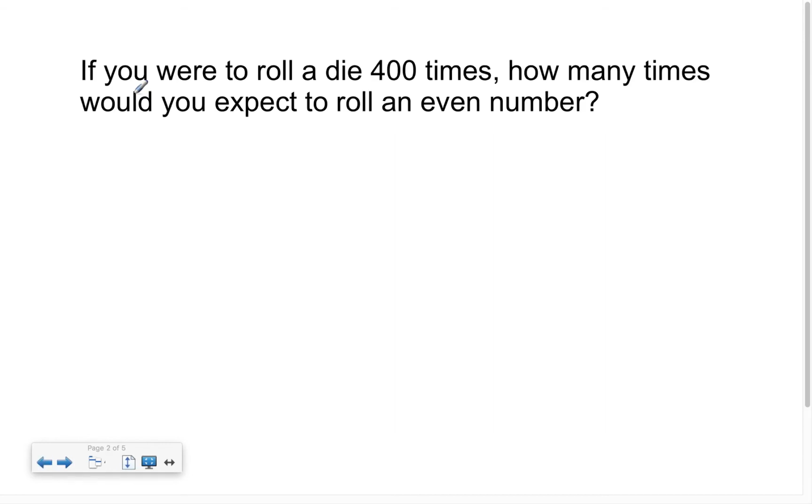So if you were to roll a dice or a die 400 times, how many times would you expect to roll an even number? Okay, so we know that the probability of getting an even number, so probability of even, is 3 out of 6, right? Because you can roll a 2, 4, or a 6, so 3 out of 6, which is equal to 1 half. Okay, using this probability, we can figure out how many times we would expect to roll an even if we rolled it 400 times.